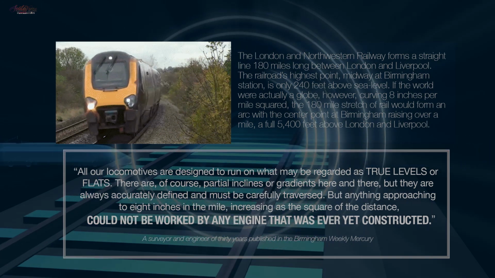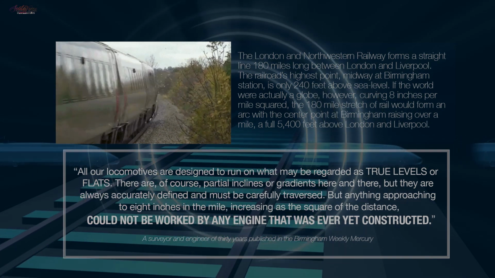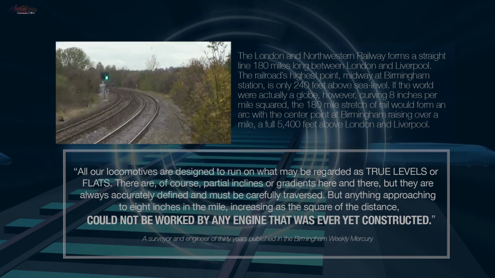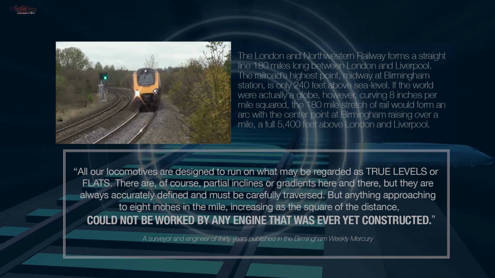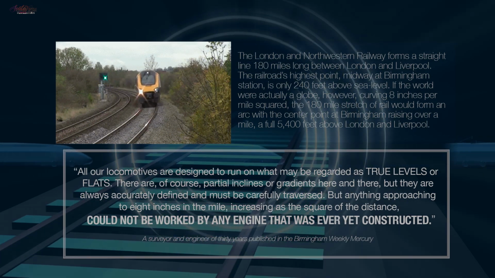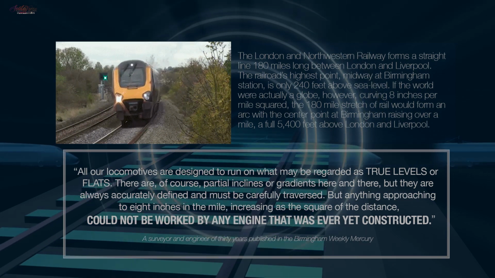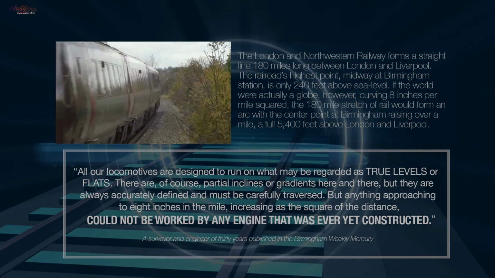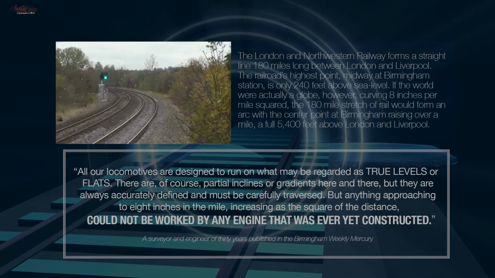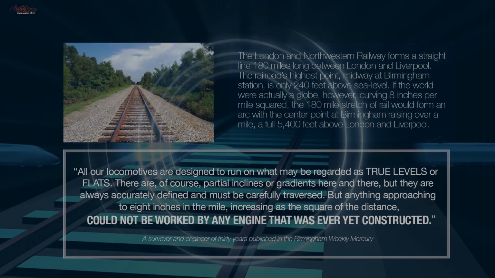designed to run on what may be regarded as true levels or flats. There are, of course, partial inclines or gradients here and there, but they are always accurately defined and must be carefully traversed. But anything approaching to 8 inches in the mile, increasing as the square of the distance, could not be worked by any engine that was ever yet constructed.